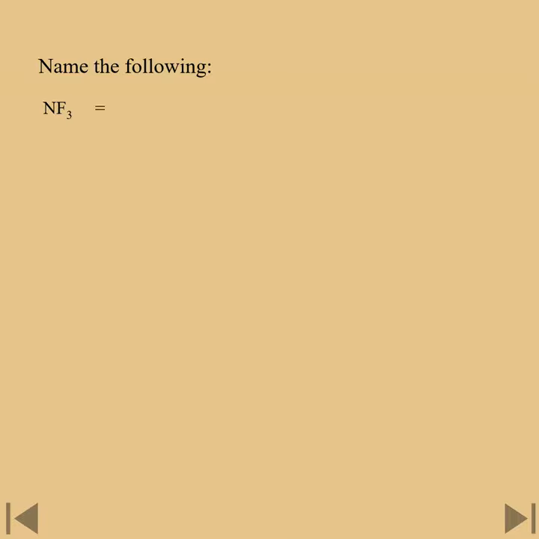Okay, name the following, and here we have a molecular compound. Remember, if you have nothing but nonmetals, it's molecular. And this is where you use the prefix system, so nitrogen trifluoride. Next, we have 2 chlorines and 1 oxygen, so dichlorine oxide. Another molecular compound, a carbon with 4 chlorines, carbon tetrachloride.